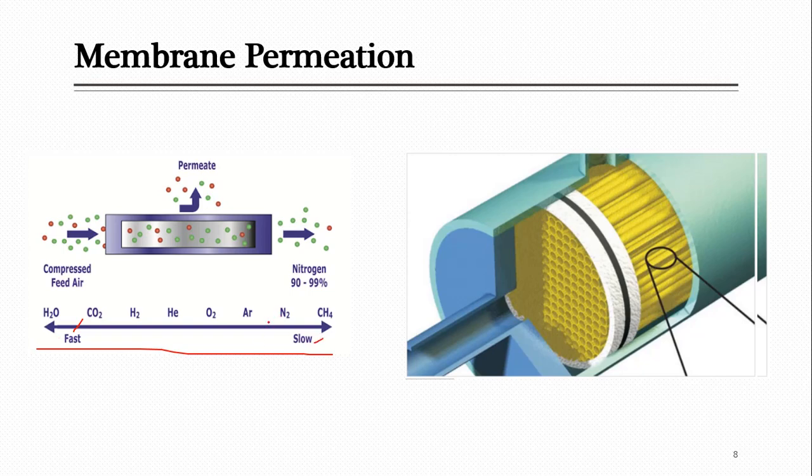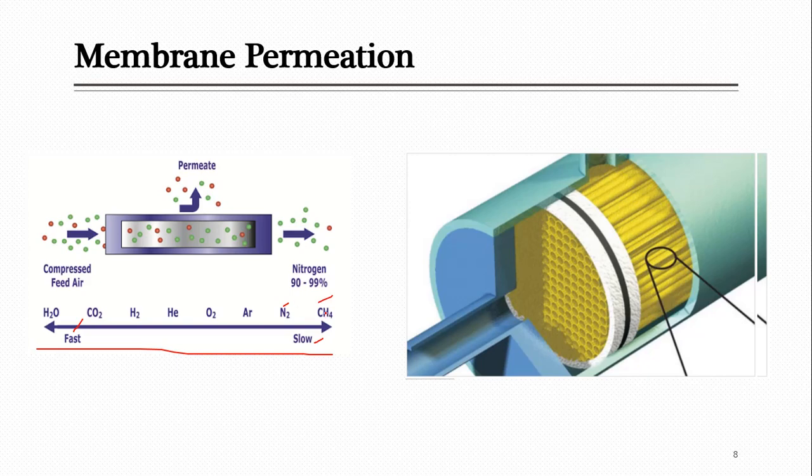So based on this you can just look at various gases. Some of those gases, like water, CO2, hydrogen, helium, have relatively fast passage through this membrane, while when you keep on moving to the other end, like nitrogen and CH4, through this one specific example of the membrane they can't pass through.